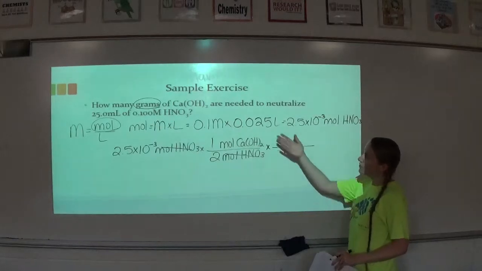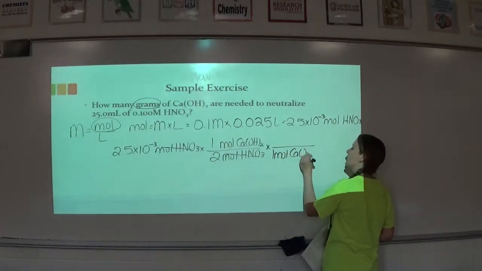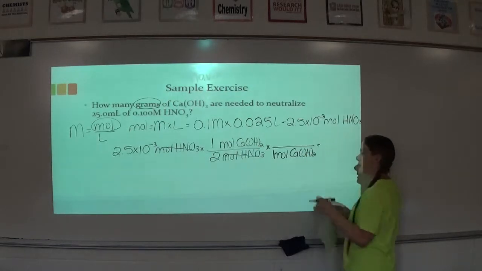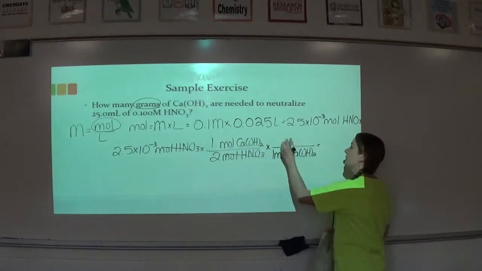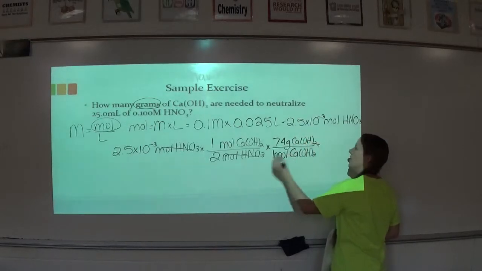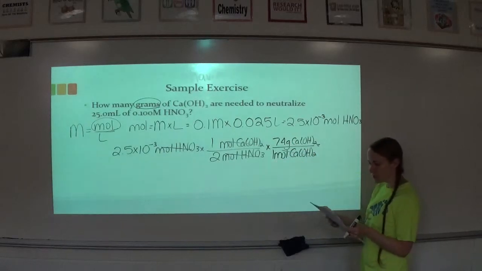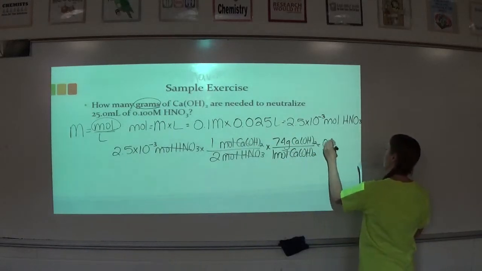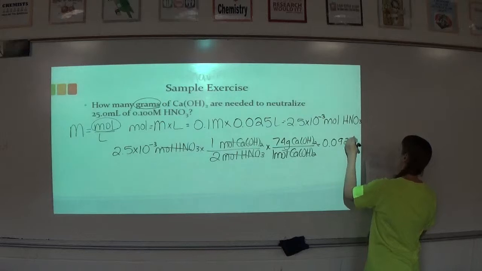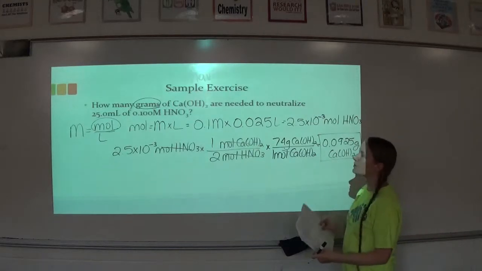All right, so of course, I need to get to grams, so I do molar mass. So 1 mole of CaOH2 has a molar mass of 74 grams. And so then I made it from moles to grams. And so once I multiply and then divide by 2, I got 0.0925 grams of CaOH2.